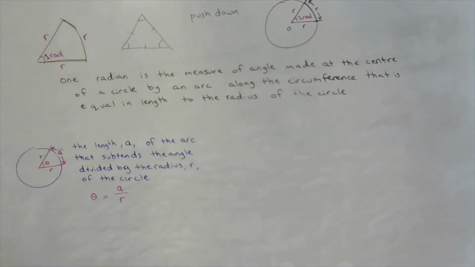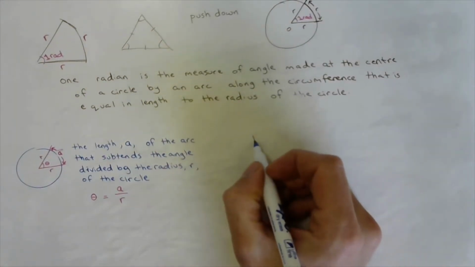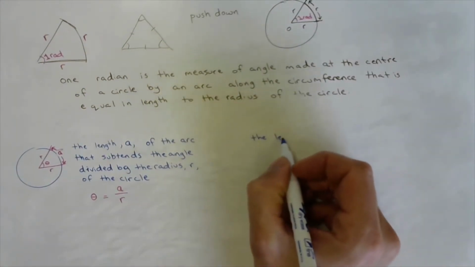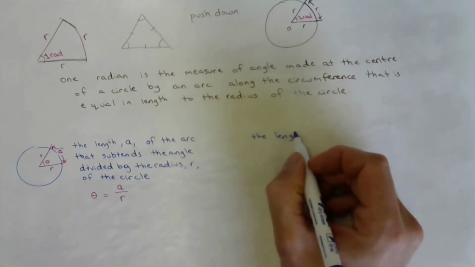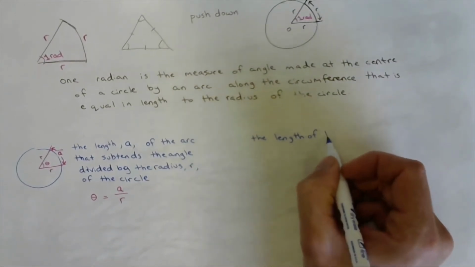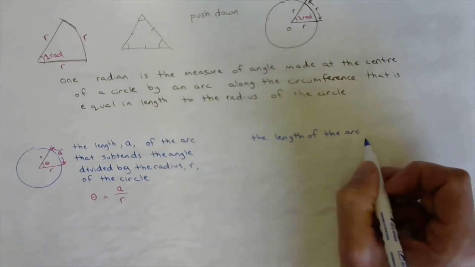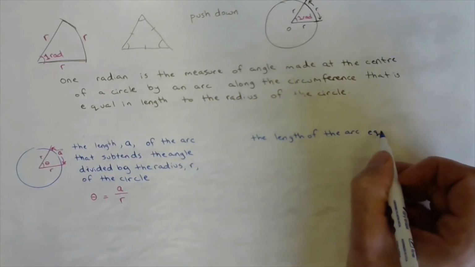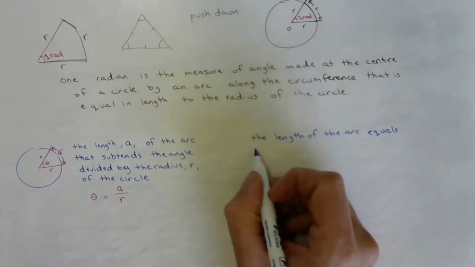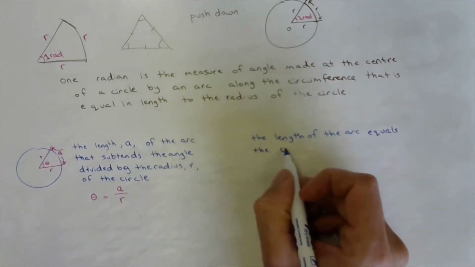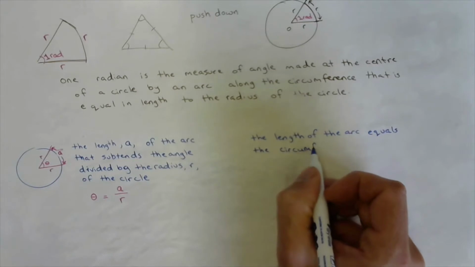Next note. For one complete revolution, the length of the arc equals the circumference of the circle.